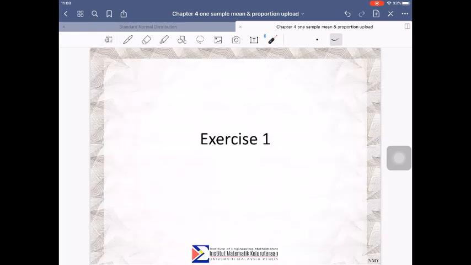So we have looked into how to find confidence interval for population mean. There are 2 questions inside your exercise, so please try to do all the questions given.